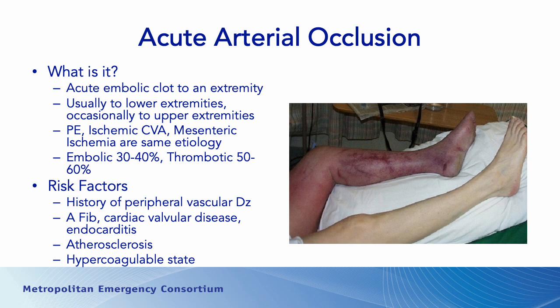Just like mesenteric ischemia of the gut, atrial fibrillation or valve disease of the heart can predispose or increase your risk for this. Atherosclerosis or narrowing of the arteries also increases your risk because it would take less of a clot to cause obstruction. And then patients with hypercoagulable state can also develop blood clots that can cause limb ischemia. Just like patients with hypercoagulable state are more likely to develop DVT in the legs and pulmonary embolism.